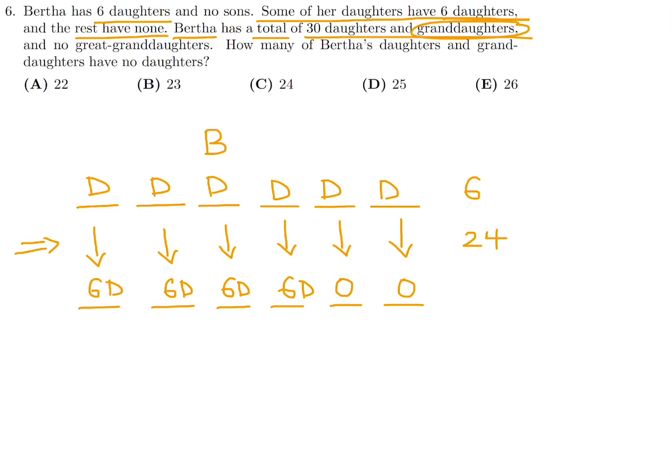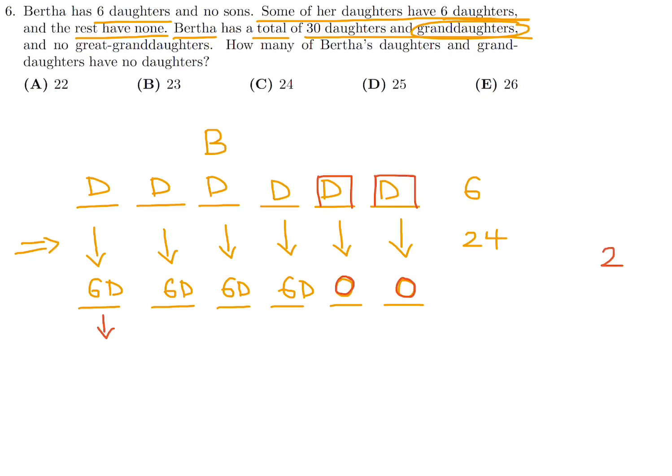Now let's figure out what it is that they want us to answer. How many of Bertha's daughters and granddaughters have no daughters? Okay, so first let's see how many of her daughters have no daughters. Well, it's this one and this one, because you see, they had 0 offspring. So that's 2. Now, how many of her granddaughters have no daughters? Well, all of them. There's nothing here.